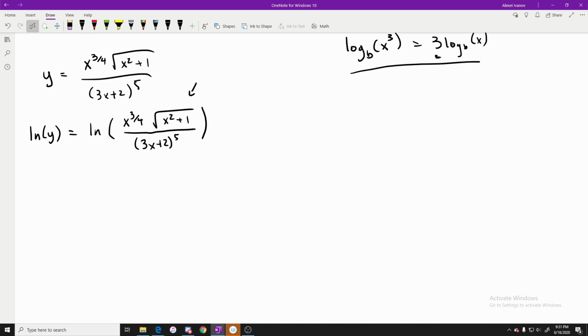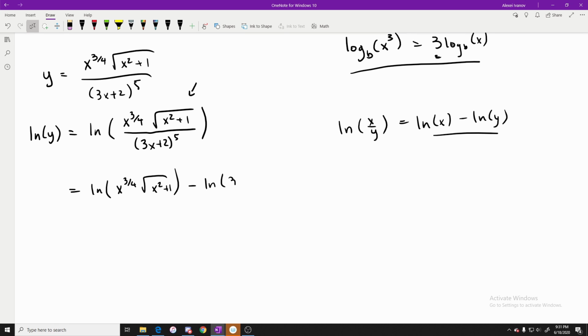So we know if we have ln of x over y, this can simplify to the ln of x minus the ln of y. So let's use this property to simplify this. Now we're going to leverage another ln property that says if we have xy, not x divided by y, this is going to equal ln x plus ln y. So now we're going to break this ln apart.